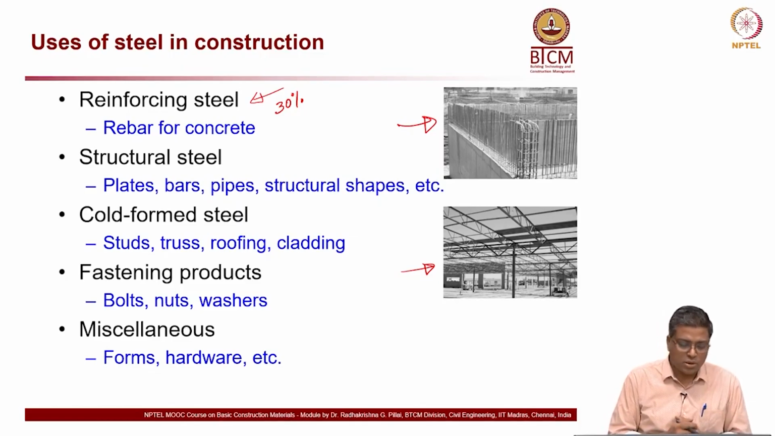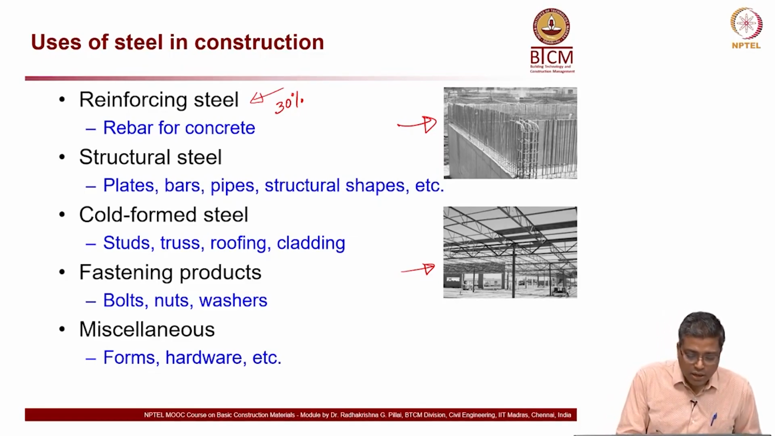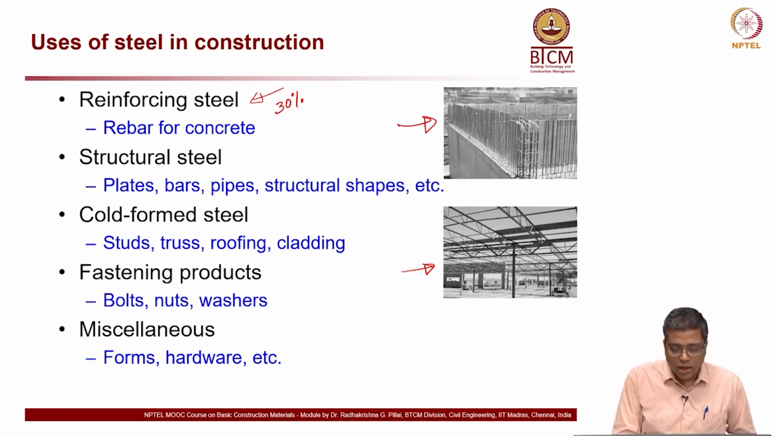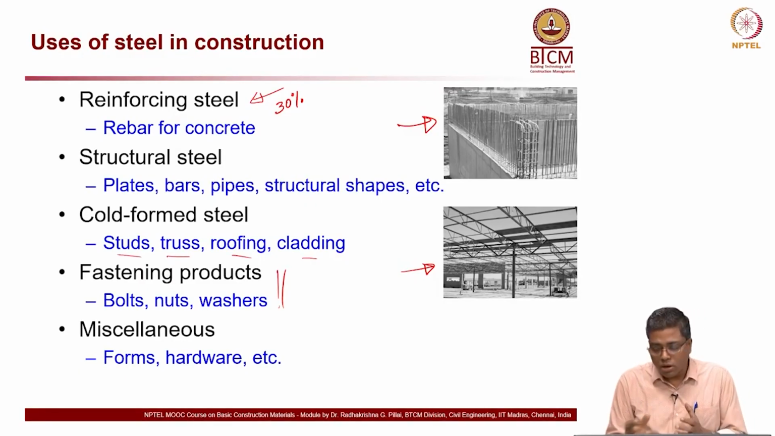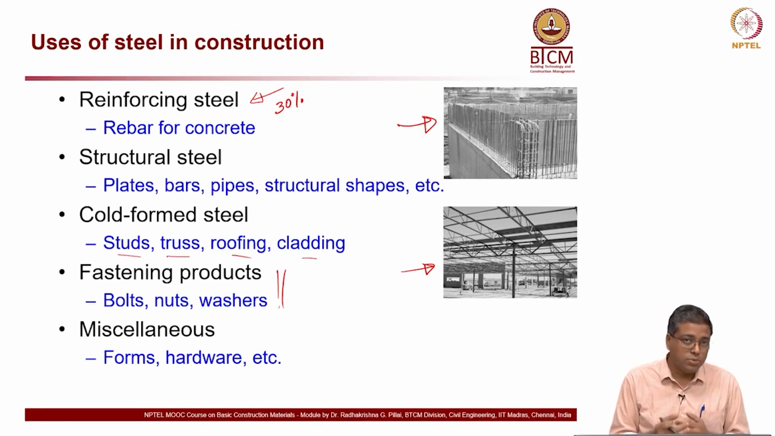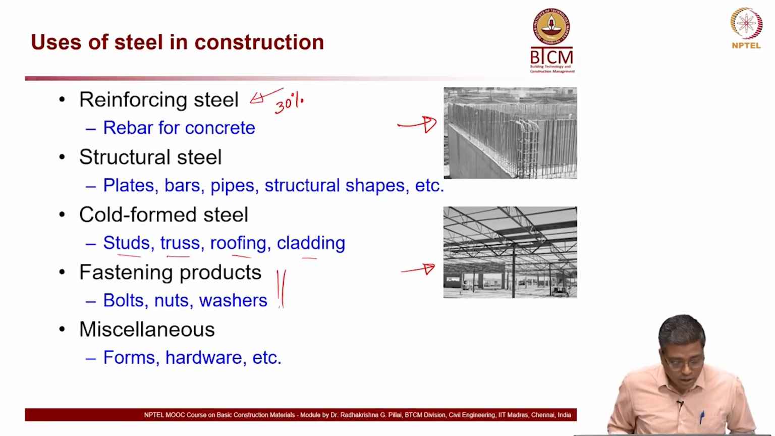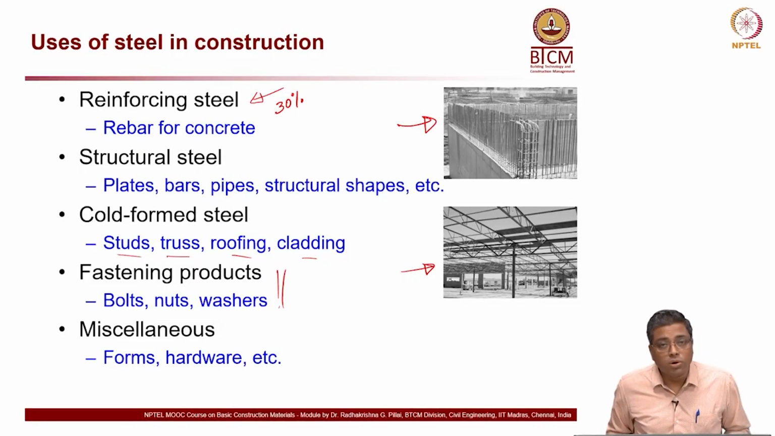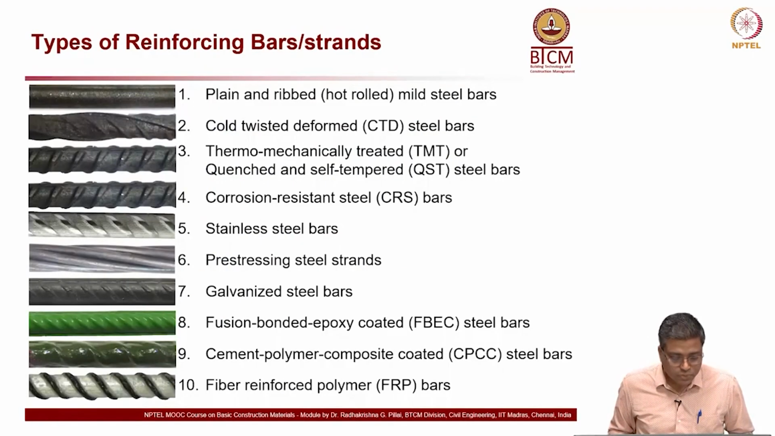There will be another lecture on that coming up. And then cold formed steel, we already discussed what is cold form earlier, and studs, truss members, roofing, cladding, and of course fasteners. All these elements need to be connected together by using either bolts, nuts, washers, etc. There also these kind of different steel products are heavily used. And nowadays when we talk about formworks, we have steel formworks.